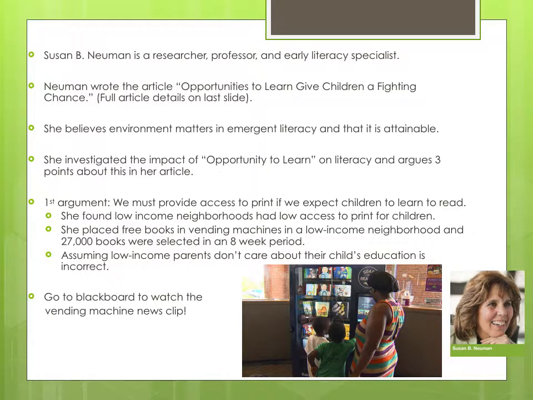So she finds out in the Capitol Hill neighborhood in Washington, D.C., that there were only 2 books per child, and for preschoolers, there weren't any age-appropriate texts for them. So she wants to do something about this lack of books. She partners with JetBlue Airlines and Random House Publishing to fill 3 vending machines with children's books within this neighborhood.